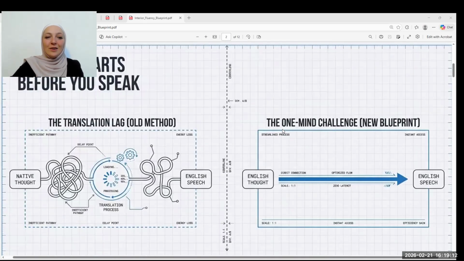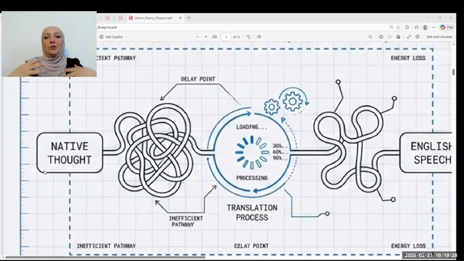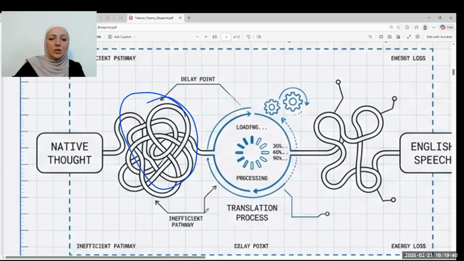To make it easier, you have to know that fluency starts before you speak. What do I mean by before you speak? It's easy. From native thought to English speech. When we start learning English, maybe from school, university, the English textbook itself, everything goes around like this. So you have to know how to organize and order your thoughts and your words.